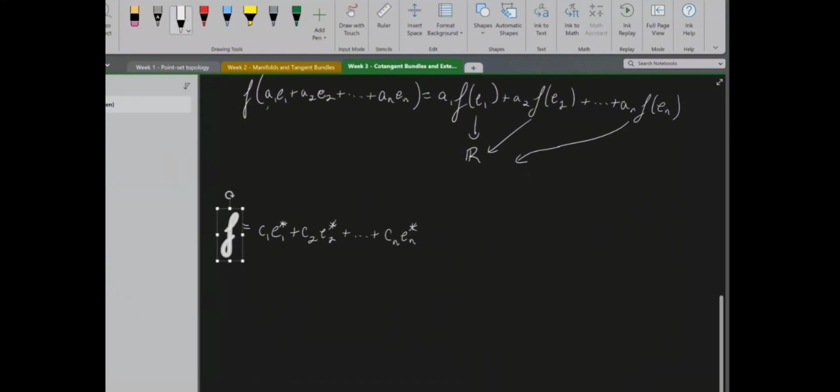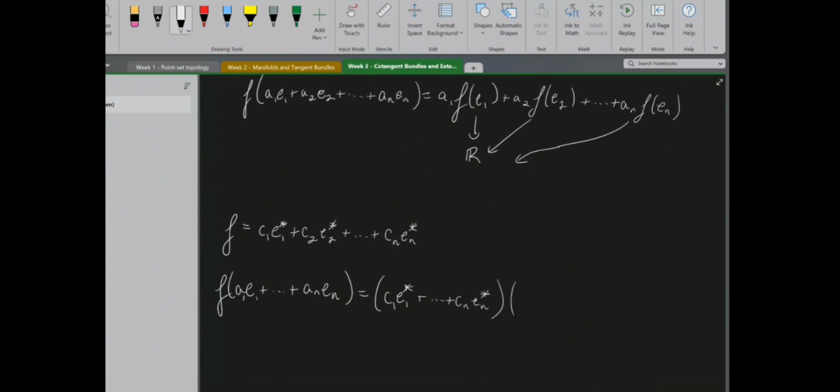Well, I know how f acts on vectors in V, so why don't I just let this thing act on vectors in V and see if that gives me any hints. Right, so you might say that I have f of a1 e1 plus dot dot dot plus an en. Well, this should be the same as doing this, c1 e1 star plus dot dot dot plus cn en star, and then you plug in a1 e1 plus dot dot dot plus an en. Okay? And that should be whatever this number is up here.